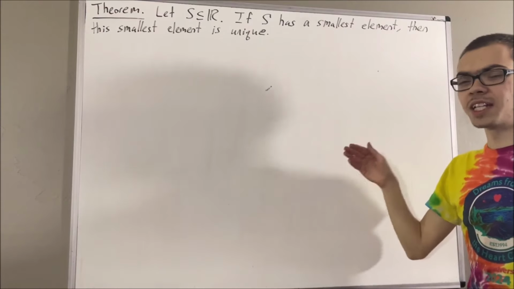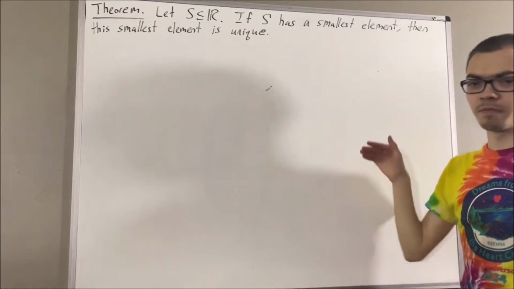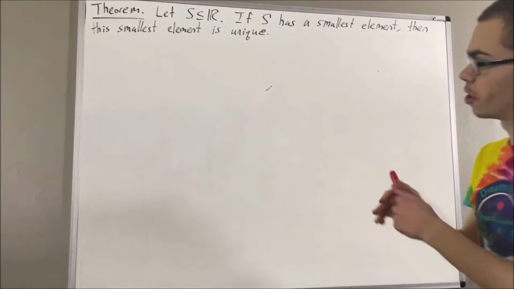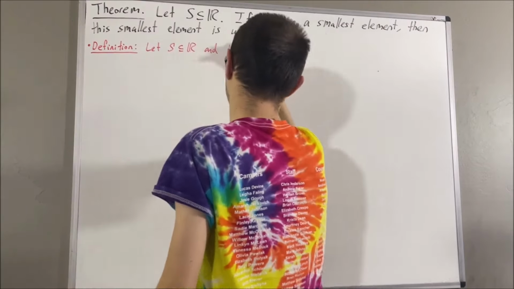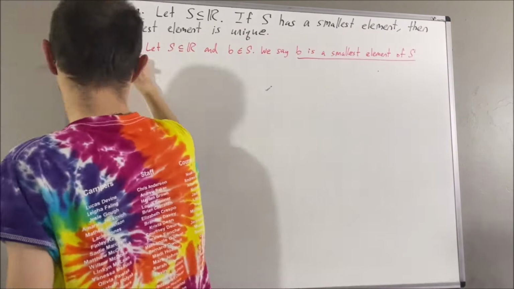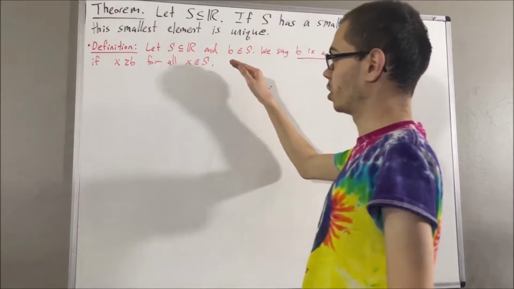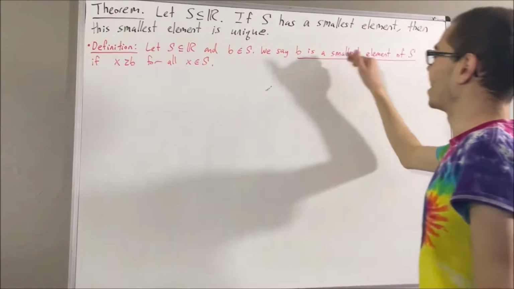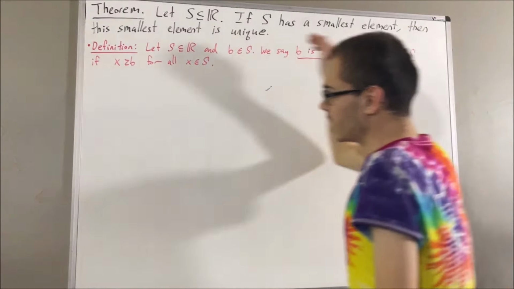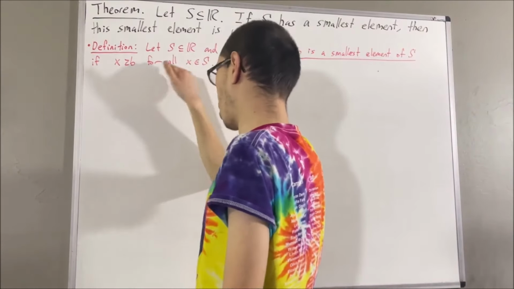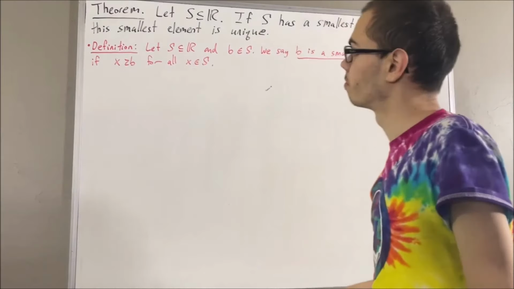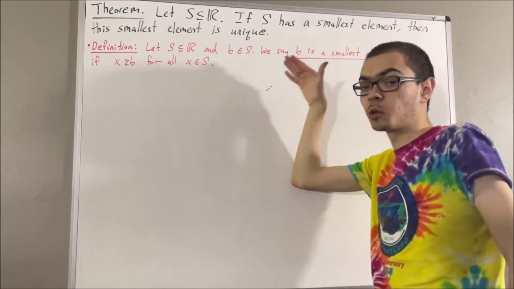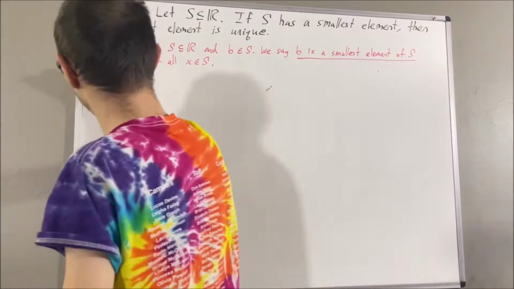Now in this series, we are using a list of 10 axioms for the real number system, and I'll leave that list of axioms in the description below. Now, our definition of smallest element is as follows. Let S be a subset of the real numbers, and B is an element of S. We say B is a smallest element of S if X is greater than or equal to B for all X in S.